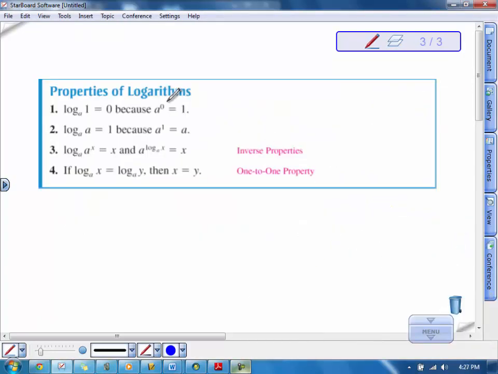All right, some properties of logarithms then. Obviously, any number to the 0th power gives you 1. So that would mean that log base that number of 1 is always going to be 0, if you just change it from exponential into log form. Same thing here, that a to the 1st power is just a, so that means log base a of a is 1.